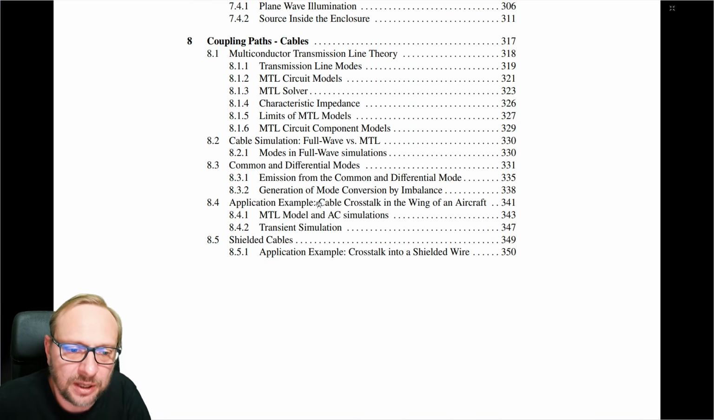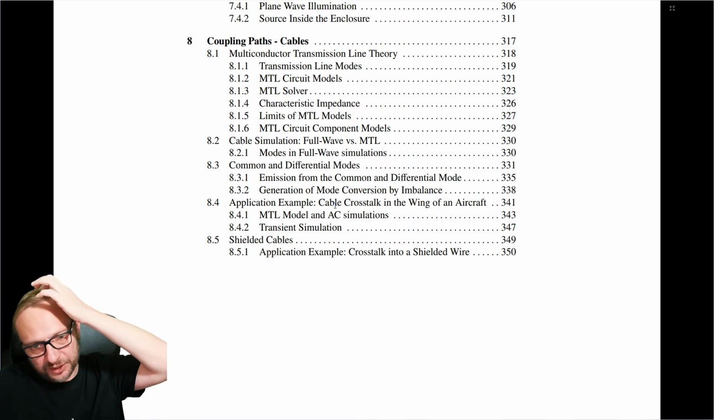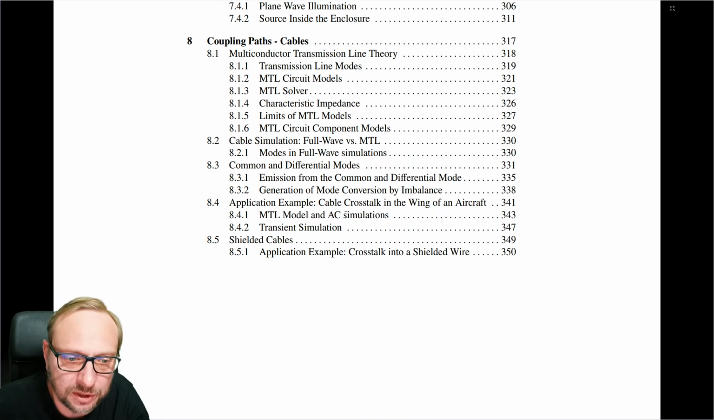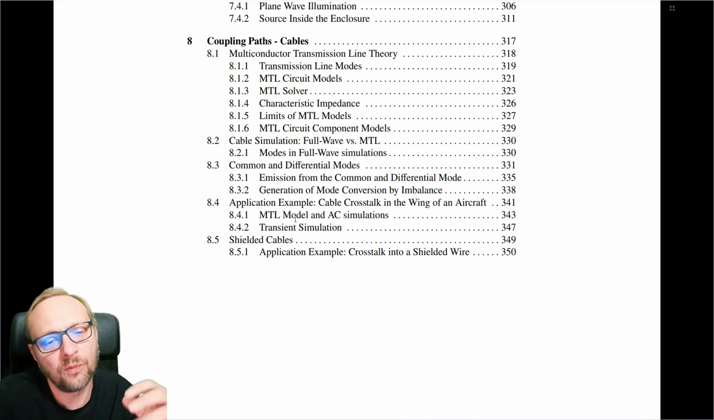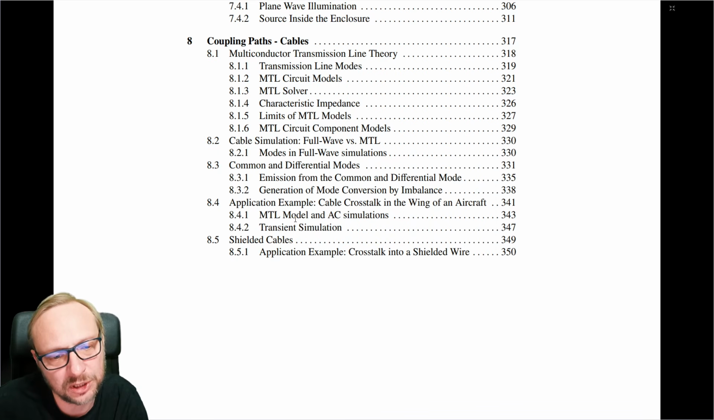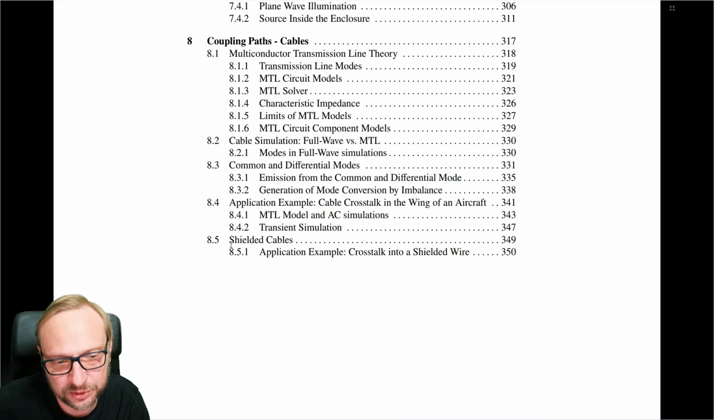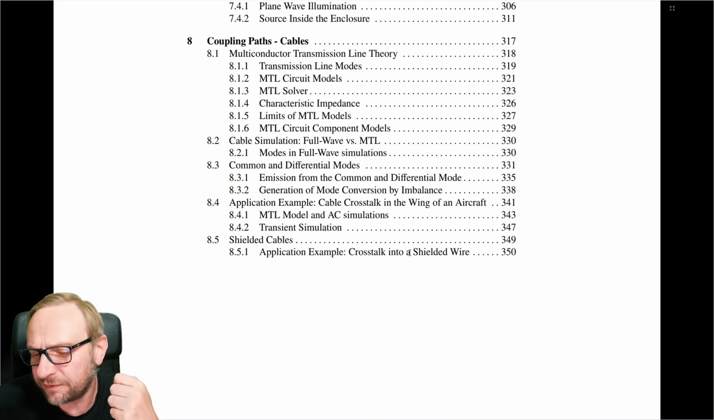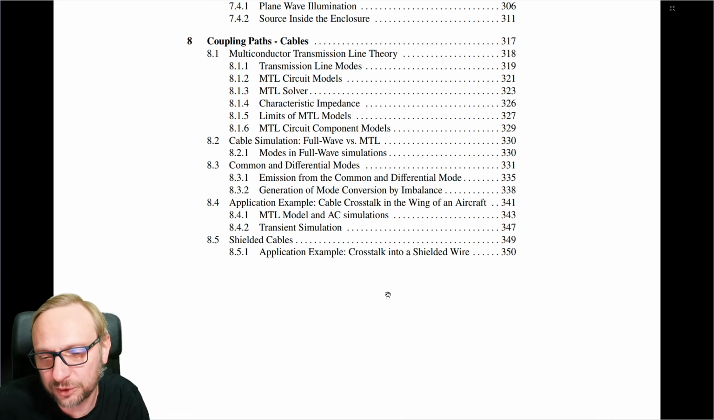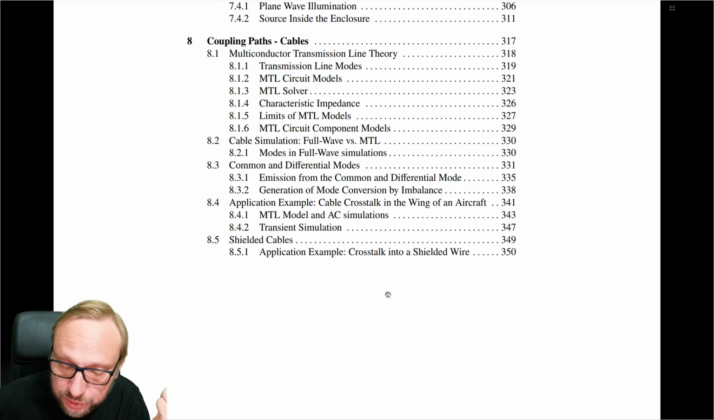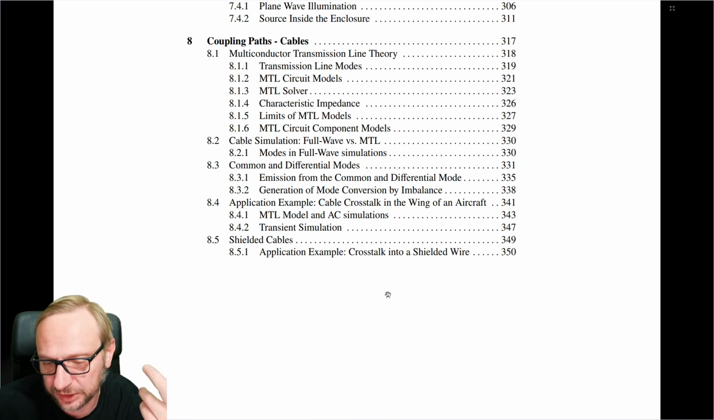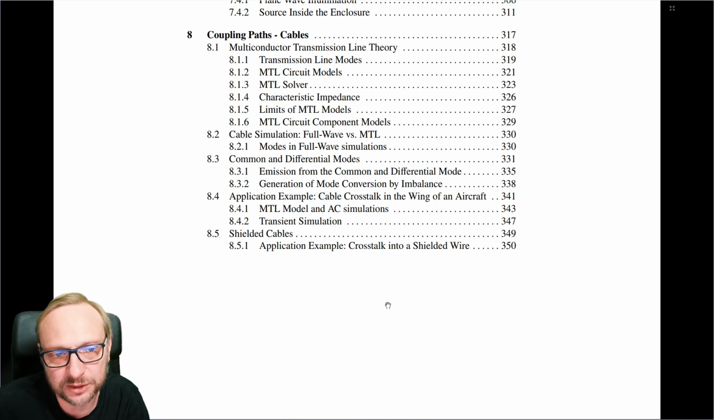We have an application example which is now a large one. We have a cable of 30 meters in the wing of an aircraft, and we discuss how these MTL transmission line models can become very, very complex in terms of circuit simulation and how to resolve this complexity. Up to here, these were all unshielded cables. Then we move on to shielded cables. We have an application example, crosstalk into a shielded wire, very much taken from what Clayton Paul studies in his book. We showed that the transmission line can generate exactly the results you know from Clayton Paul's book.